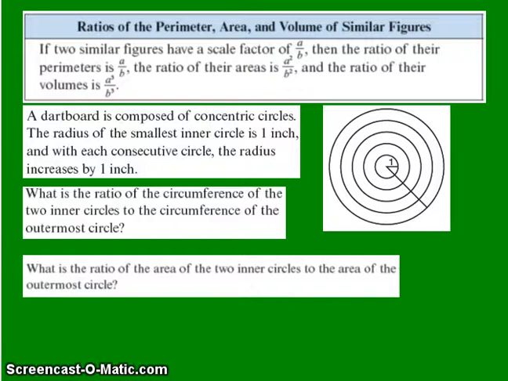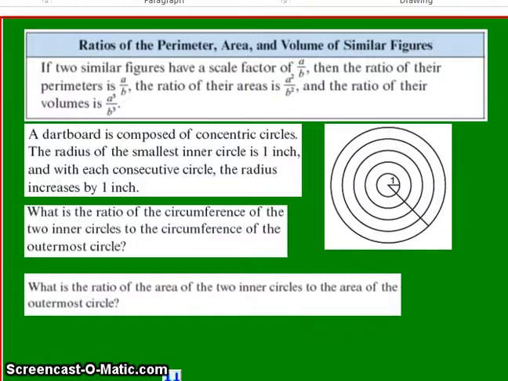Here's our last example. First, we have a property that talks about the ratios of the perimeter, area, and volume of similar figures. If 2 similar figures have a scale factor of a to b, then the ratio of their perimeters is a to b, because length to length is a straight conversion. The ratio of their areas is a squared to b squared, because you are multiplying units, and the ratio of their volumes is a cubed to b cubed.